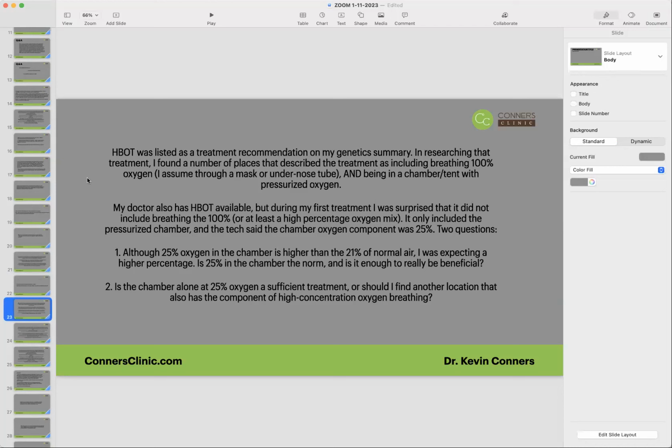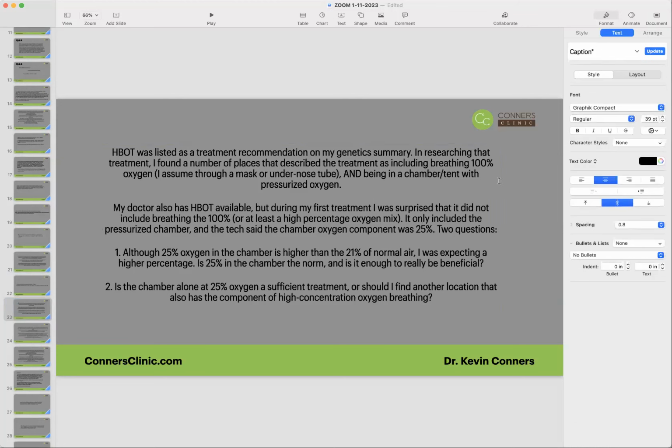Hyperbaric oxygen therapy, HBOT, was listed as a treatment recommendation on my genetics summary. In researching that treatment, I found a number of places that describe the treatment as including breathing 100% oxygen, I assume through a mask or under a nose tube. So I don't know anywhere where you could breathe 100% oxygen. That would be, I think, dangerous and probably deadly. So I'm not familiar with that whatsoever.